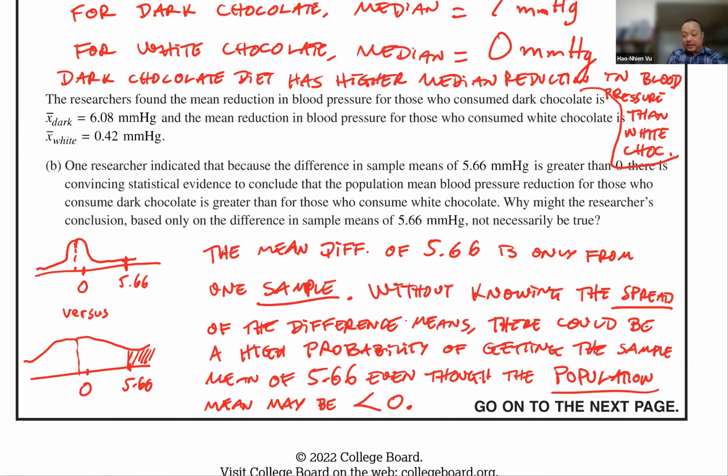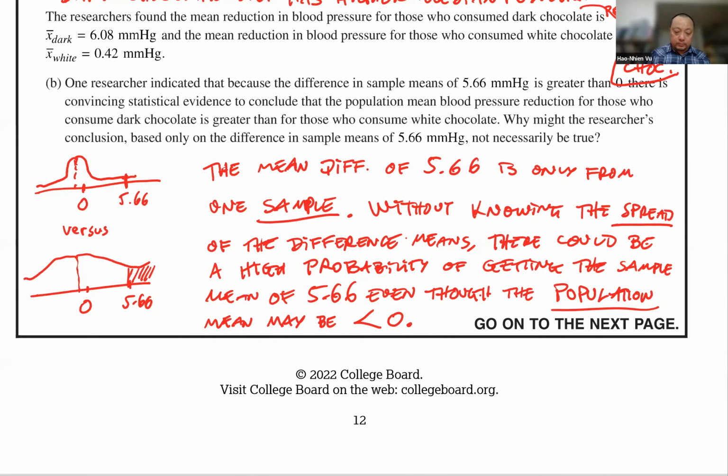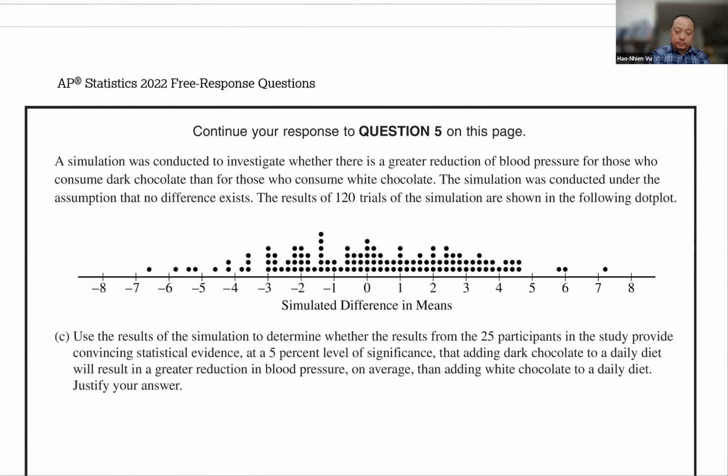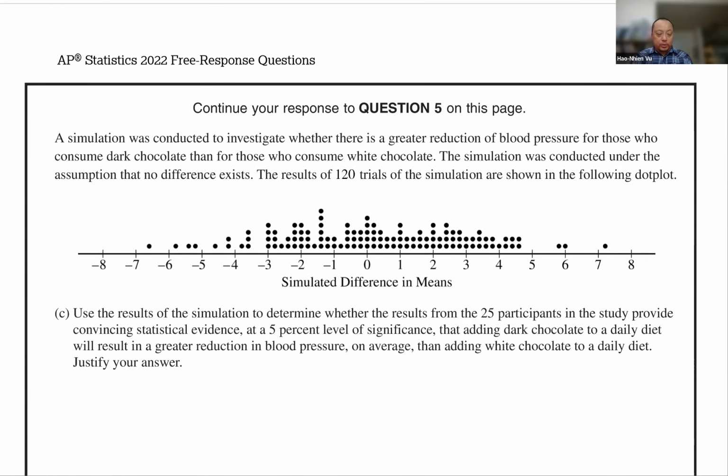I'm underlining sample and population because I'm pretty sure that by itself would get me some partial credit. And then the rest of it is basically explaining how p-value works. All right, let's continue on.